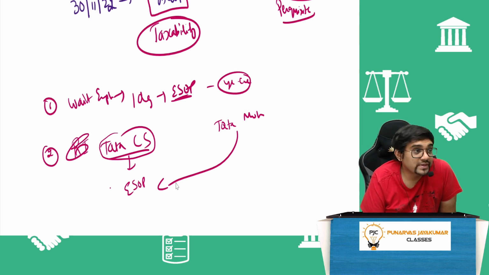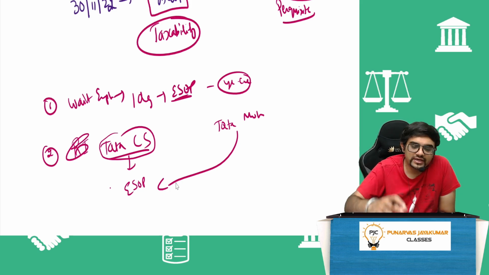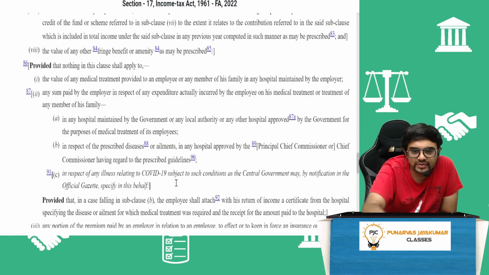Tax planning was happening. Finance Ministry did not like it. So obviously you see the perquisite here only.